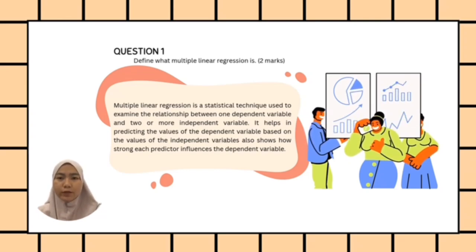Question 1. Define what multiple linear regression is. So what is multiple linear regression? Multiple linear regression is a statistical technique used to examine the relationship between one dependent variable and two or more independent variables. It helps in predicting the value of the dependent variable based on the value of the independent variables. Also, it shows how strongly each predictor influences the dependent variable.